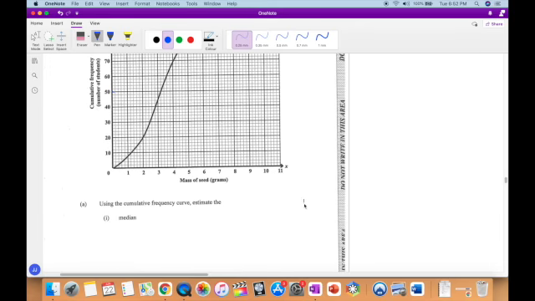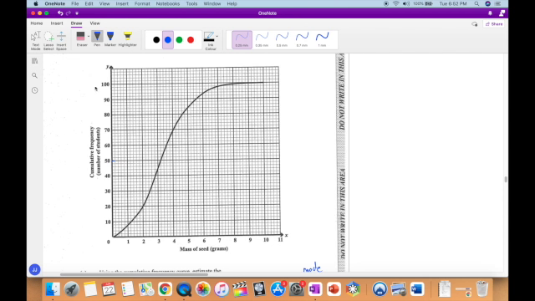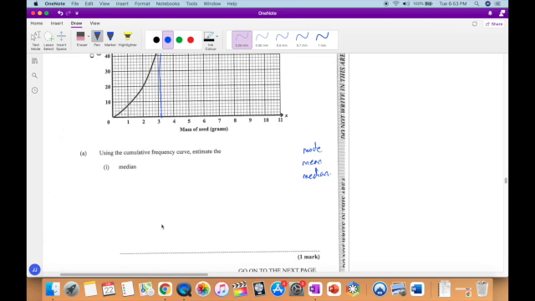So just remember, the mode is the most popular, the mean is the average, the median is the one in the middle, and it's quite easy here for 1 mark. We know that we're going from 0 to 100, so the median is the one in the middle, so that'll be 50. All we need to do is cut across here and come down here, and what we'll see is 3.2 grams is the median. So the answer there is 3.2.